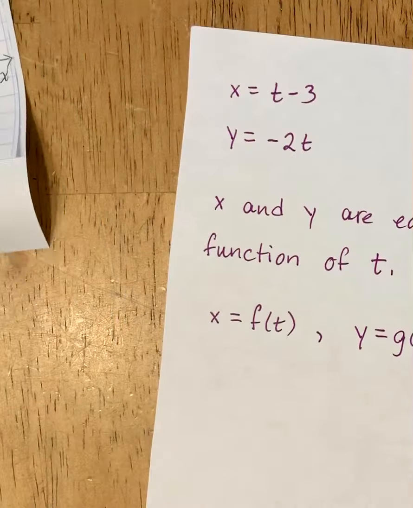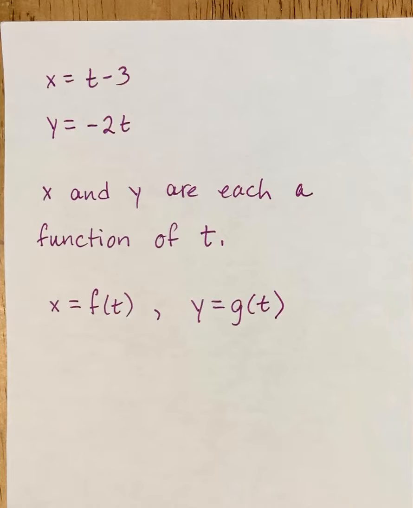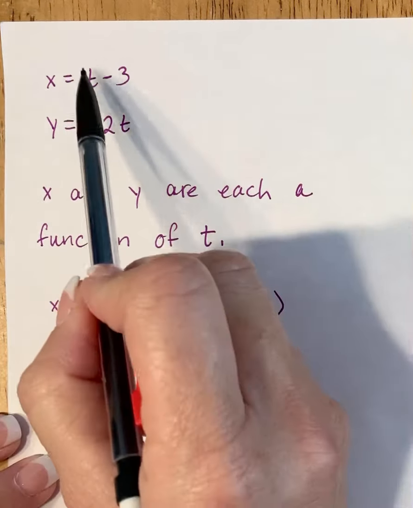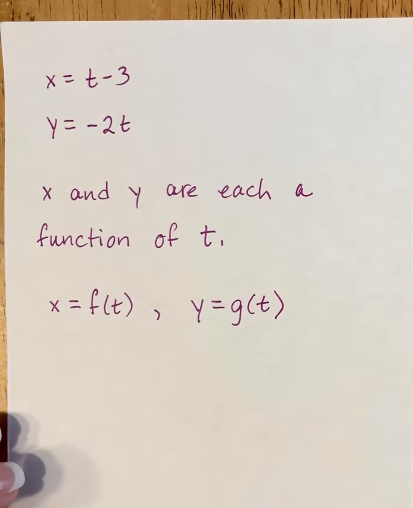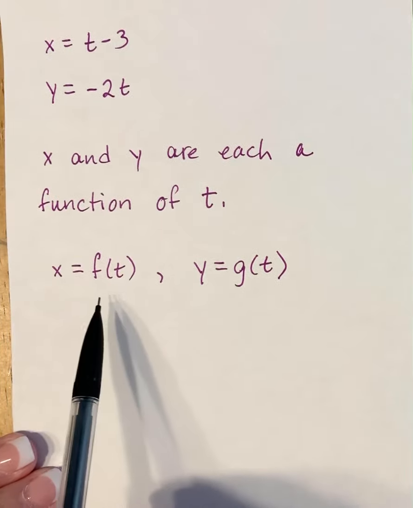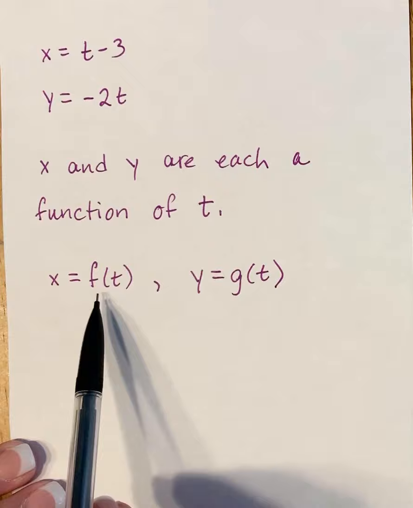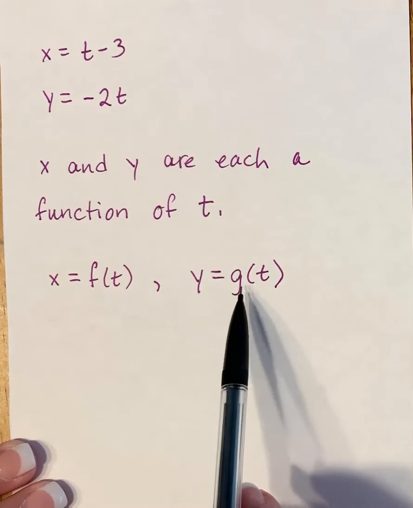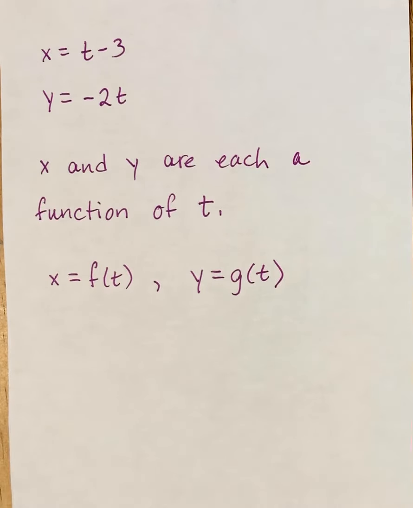So the basic idea with parametric equations is each equation is a function of the third variable. So in this case, x and y are each a function of t. And sometimes you'll see it written like this: x equals f of t and y equals g of t.